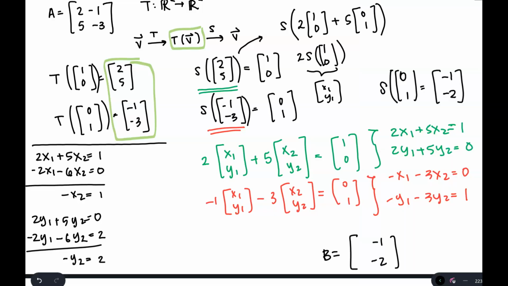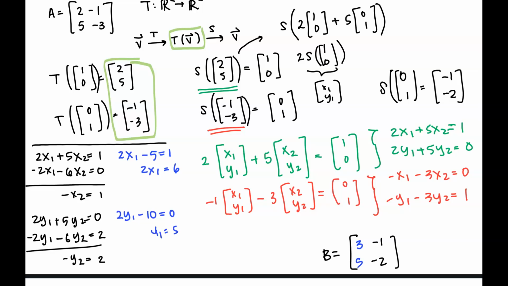Let me go ahead and use blue. So we've got 2 times my negative, oops, we don't have that one yet. 2x1 plus, it's minus 5. That's good. Minus 5 is equal to 1. 2x1 is equal to 6. So it looks like that's 3. And we end up here with the same business right here. 2y1 minus 10 is equal to 0. We move that over. It looks like we get y1 is equal to 5.